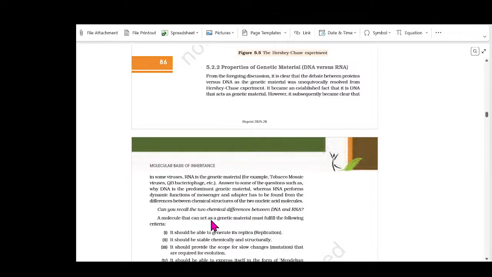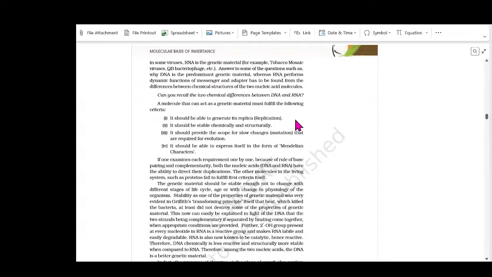A molecule that can act as a genetic material must fulfill the following criteria. It should be able to generate its replica, or replication should be done by it. It should be stable chemically and structurally. It should provide the scope for slow changes or mutation that are required for evolution. It should be able to express itself in the form of Mendelian characters.